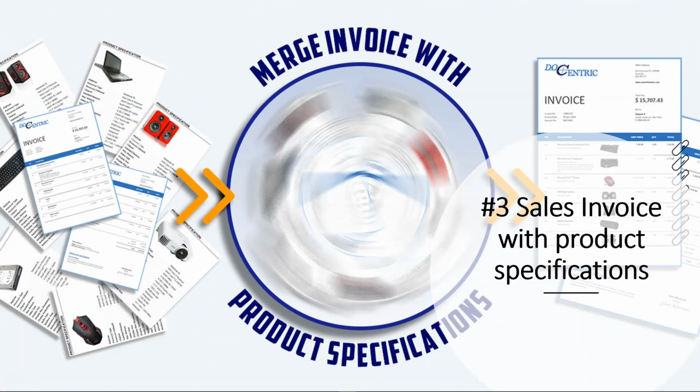We will then repeat the process and put the icing on the cake by adding the product specifications. And here we will follow a similar scenario just like we did with terms and conditions. But this time the goal is to have product specifications for each of our invoiced products and all of them nicely embedded and merged into a single sales invoice. This is, by the way, currently not possible without Docentric in Dynamics 365 FO.